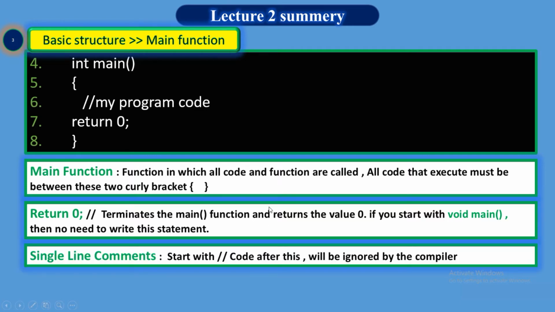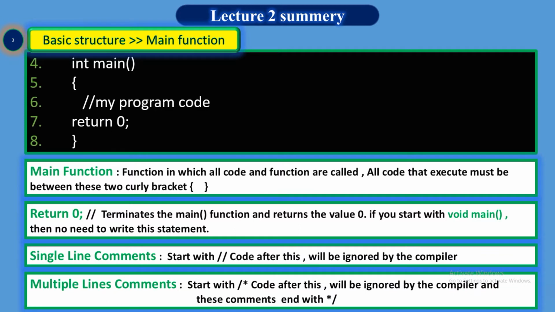Line number 6 starting with double slash is called a single line comment. We have single line comments starting with double slash, and multi-line comments starting with /* and ending with */. Comments are ignored by the compiler and are not part of our program.